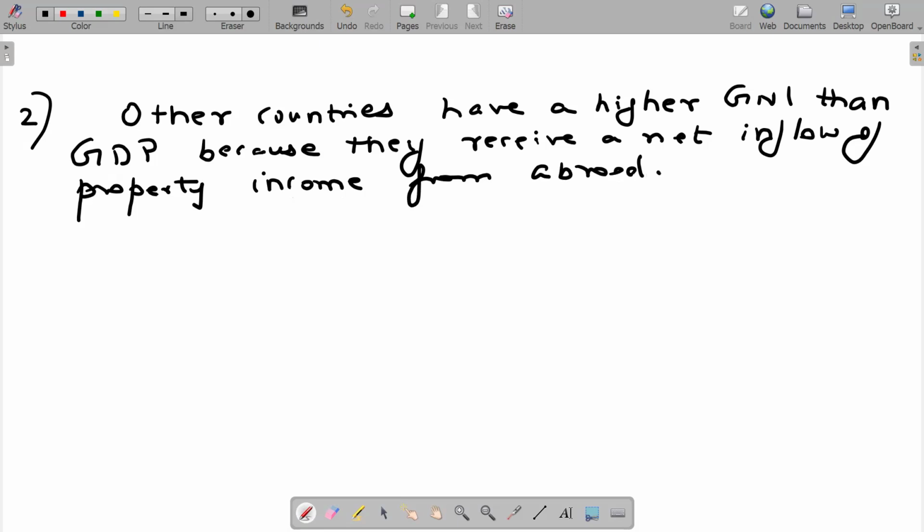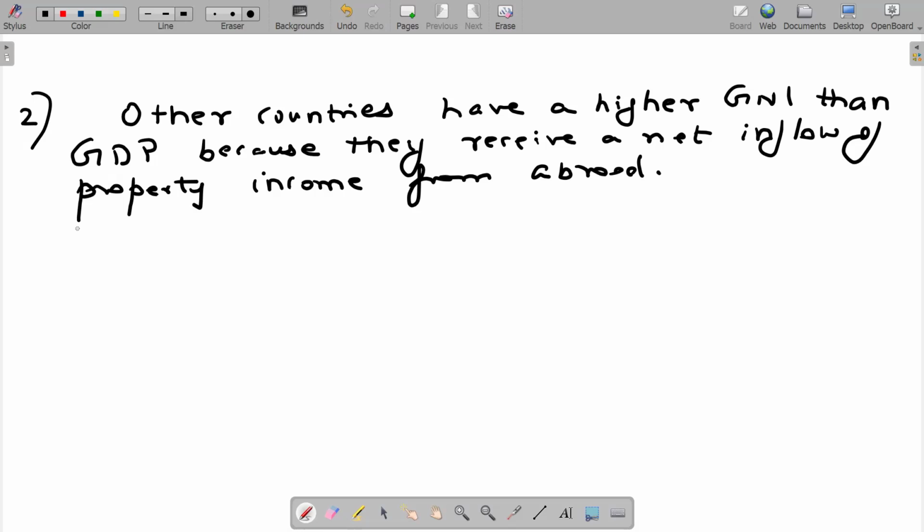If an economy owns a lot of properties abroad, the economy is going to receive rent from all those properties. For such countries, GNI, the gross national income, will be higher than the GDP, because the output is not done within the territory, it's done outside the territory. The land is owned outside your economic territory, and you are getting income from that.